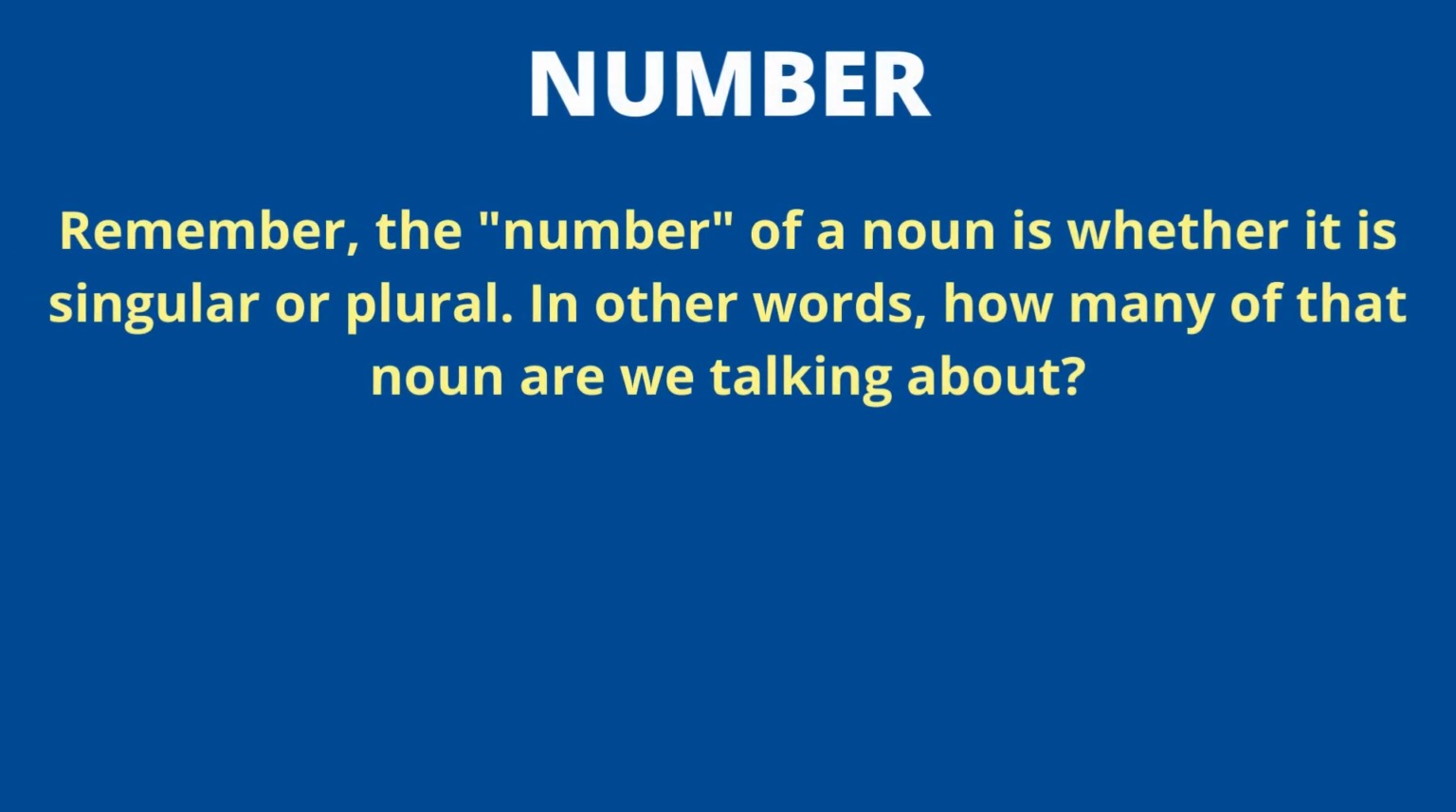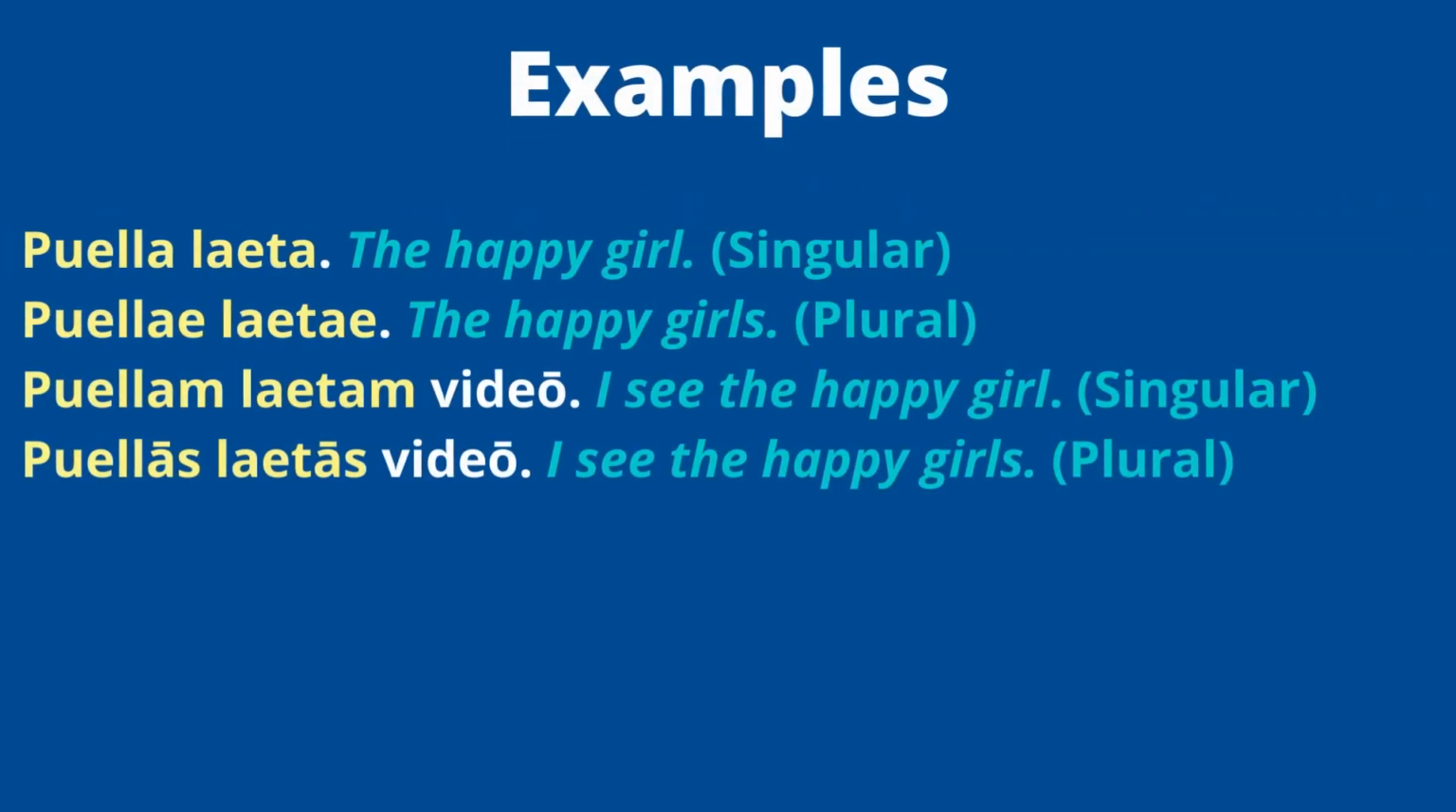Okay? The second way that they match is in number. Number is very straightforward. Is it singular or plural? That's all we're really talking about. So here's an example. If we had puella laeta, the happy girl, puella and laeta are singular. But if I have the happy girls, now it becomes puellae laetae, right? I changed puella to puellae. I made it plural. So I had to change laeta to laetae so that they're both nominative plural, right?